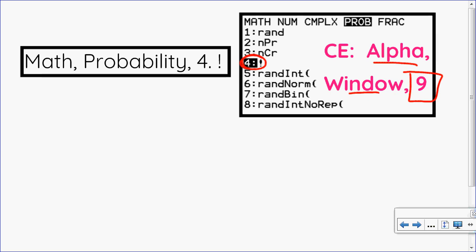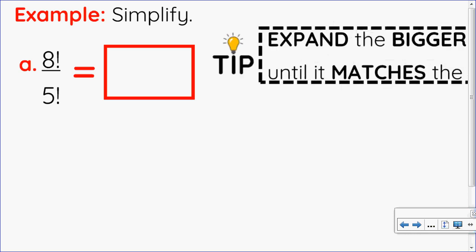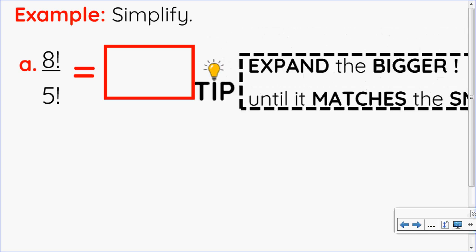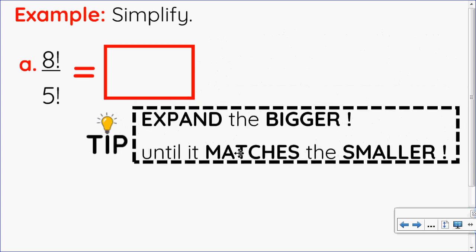So let's try some questions with factorials. So just a nice basic one with numbers. 8 factorial divided by 5 factorial. So we're going to do this by hand. My tip to you is to expand the bigger factorial until it matches the smaller factorial. The reason that we do that is because the only way you can cancel a factorial is with another identical factorial. So this one here is bigger, so I'm going to expand that one.